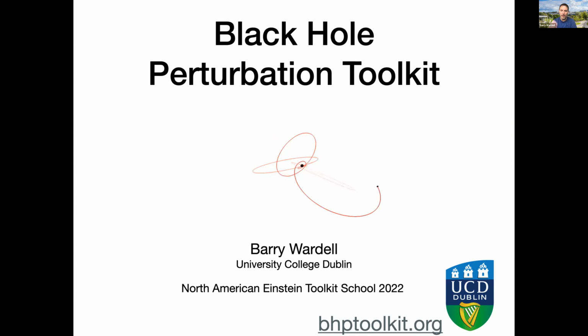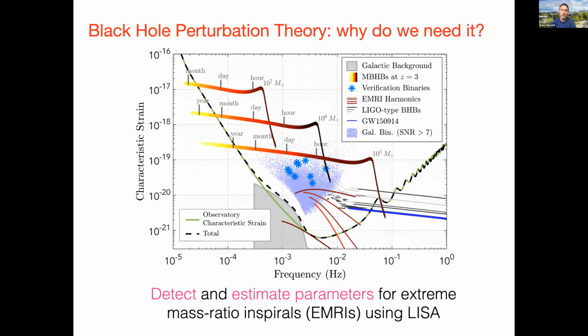Okay, so before I get into the toolkit, it's worth giving a little bit of motivation. Even before we motivate the toolkit itself, why do we care about black hole perturbation theory? One of the biggest drivers at the moment is that we are pretty hopeful that in the next 10 to 15 years, the LISA mission will launch and start taking data, and we'll start observing gravitational waves from a whole load of new sources that are in a very different frequency band than what LIGO would see.